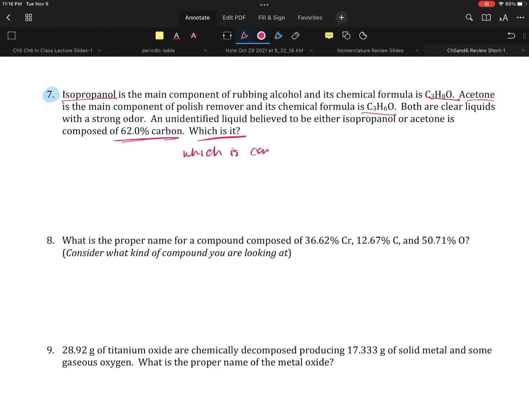In order to do that, you just need to do what? Figure out the percent carbon of each formula, by taking the piece that is carbon over the mass of the whole, the molar mass of the whole.